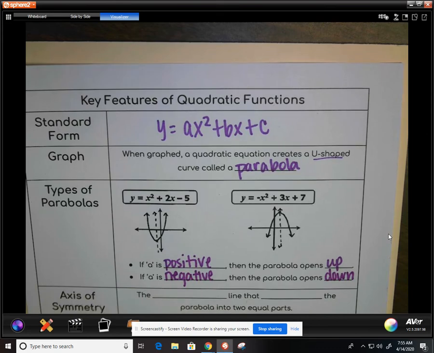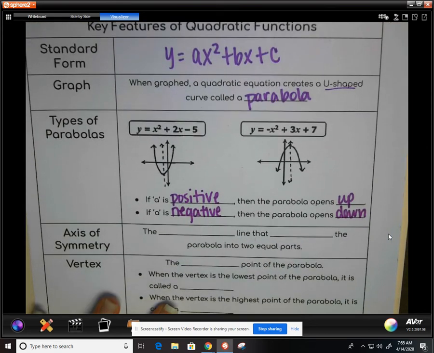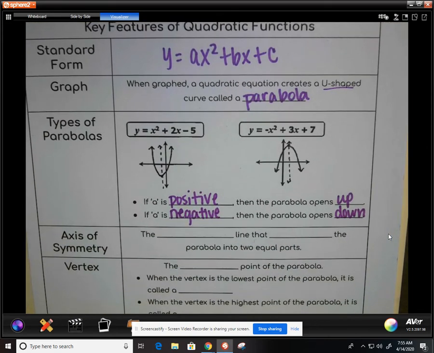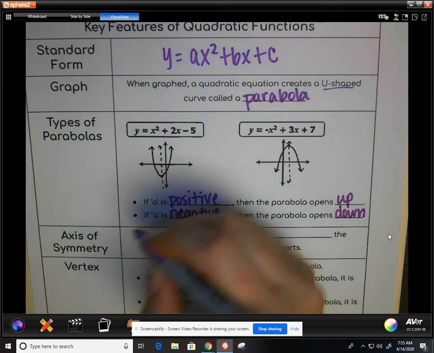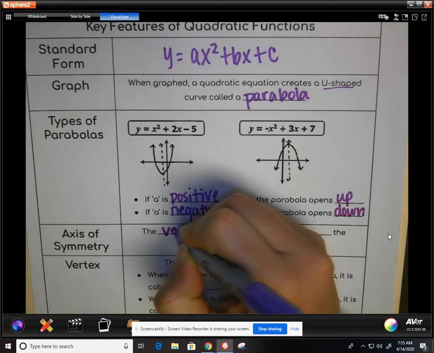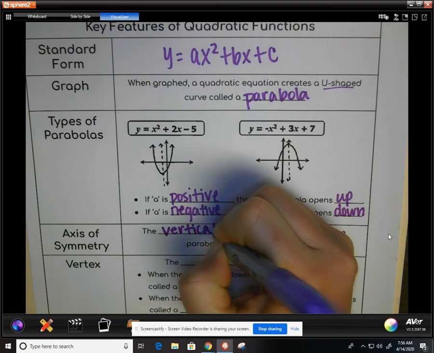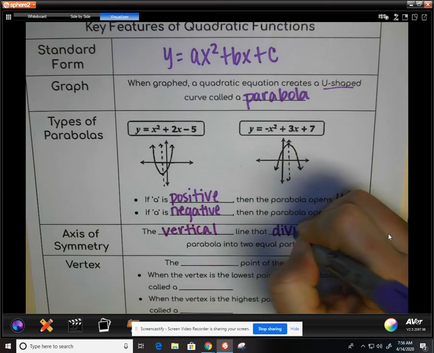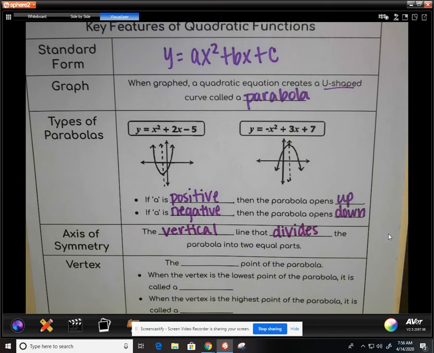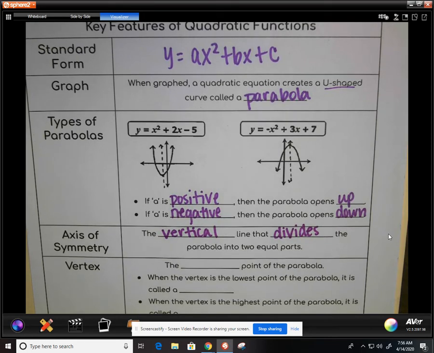Okay, another very important keyword for vocabulary is the axis of symmetry. And the axis of symmetry, this is just the vertical line that divides the parabola into two equal parts.